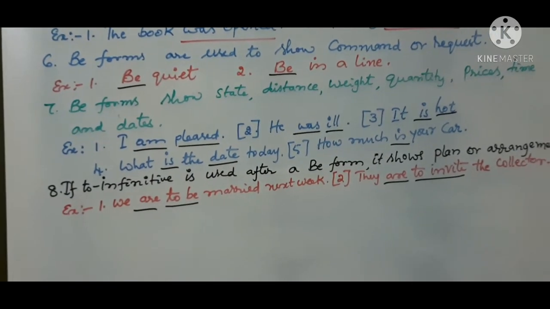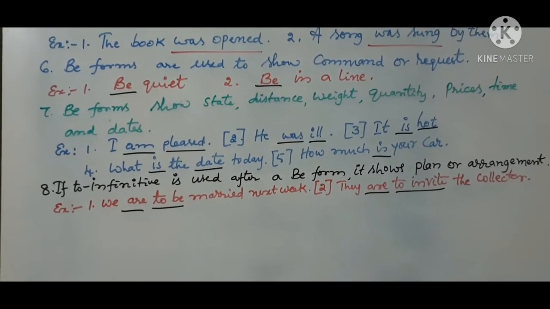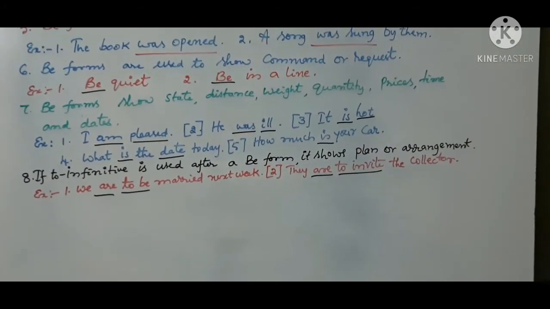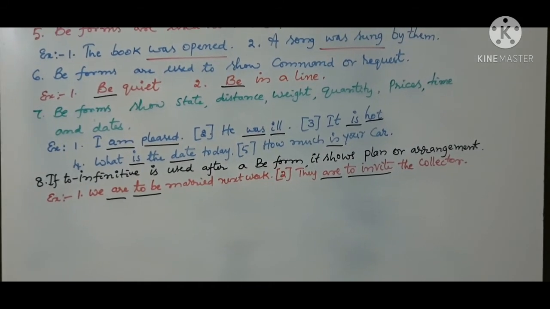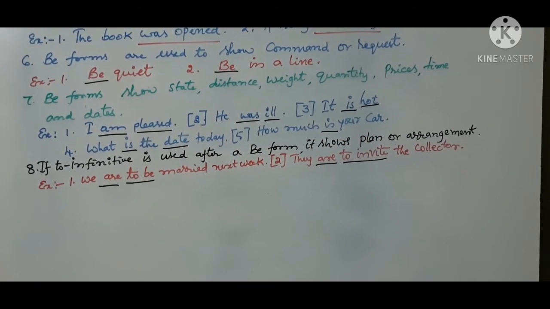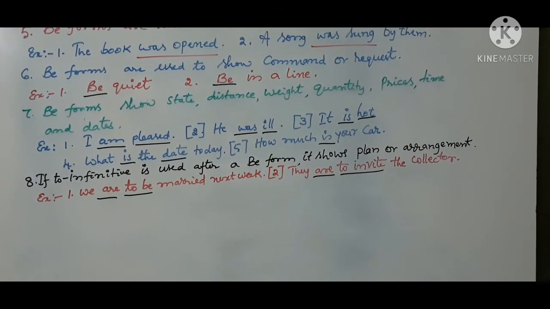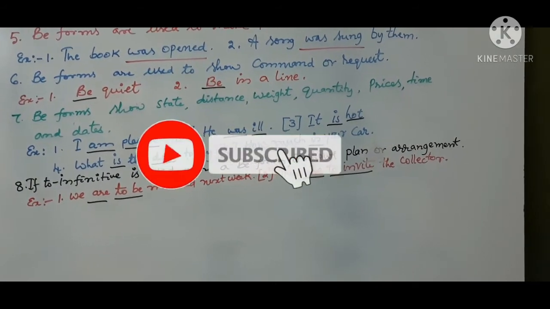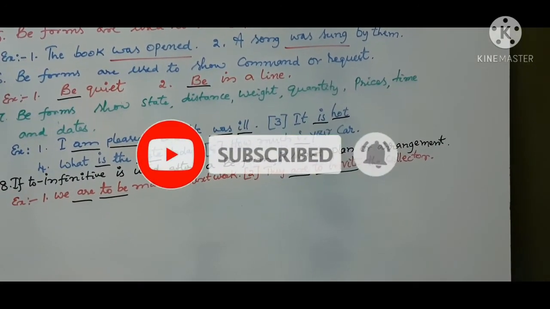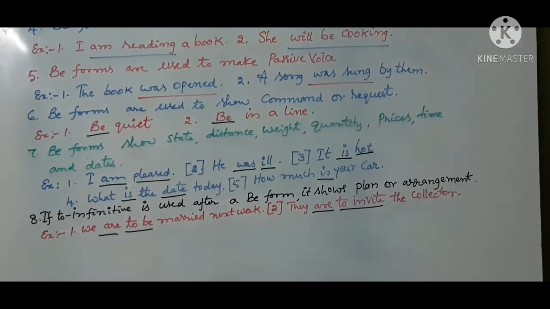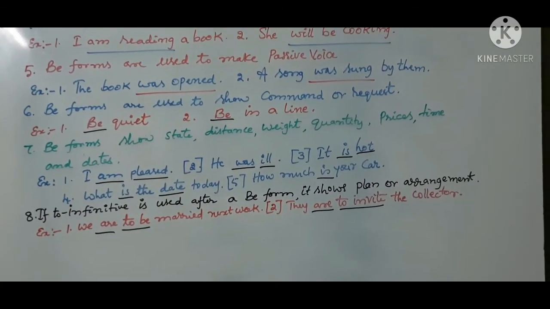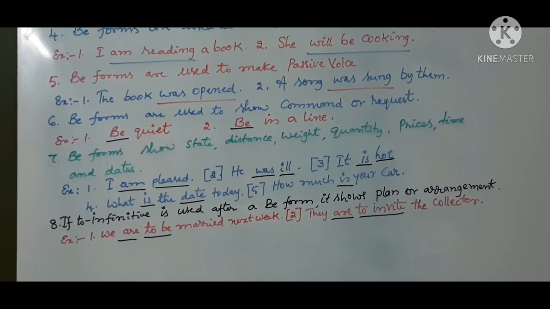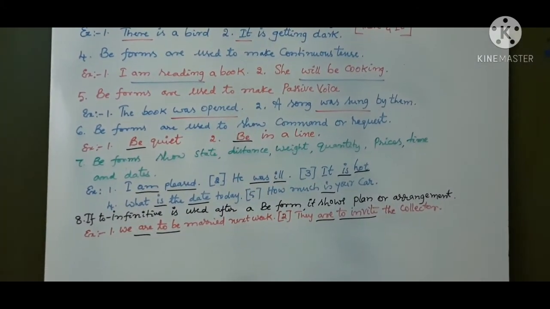The last one: if a to-infinitive is used after a be form, it shows a plan or arrangement. We are to be married next week. Here 'are to be' is a be form with a to-infinitive, and they indicate an arrangement or a plan. Second: they are to invite the collector. Here also we can understand that they are planning to invite the collector. It was arranged by them. So these are some of the uses of be forms for today.